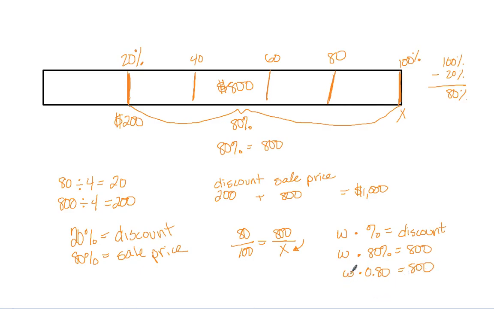Well, when I don't know what I'm going to multiply by, we've talked about using fact families to find answers. So I know that if I'm looking for W, something times W, or something times 80 hundredths, is equal to 800. So what I can do is take that 800 and divide it by 80 hundredths, and that will give me my answer of 1,000.